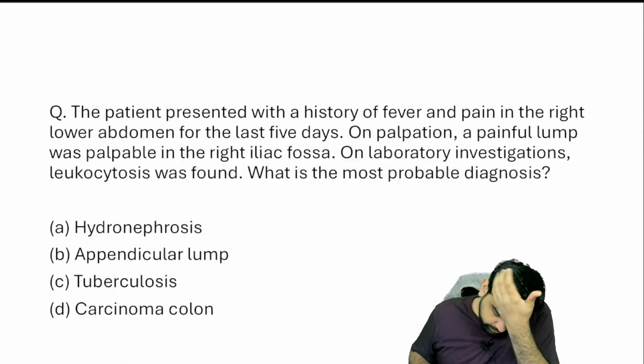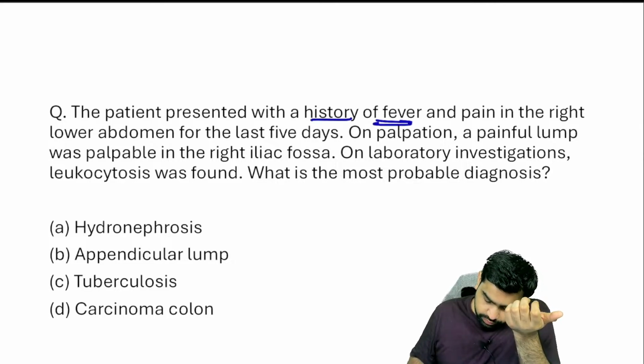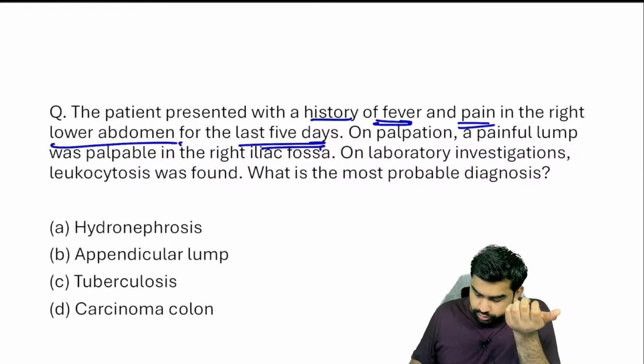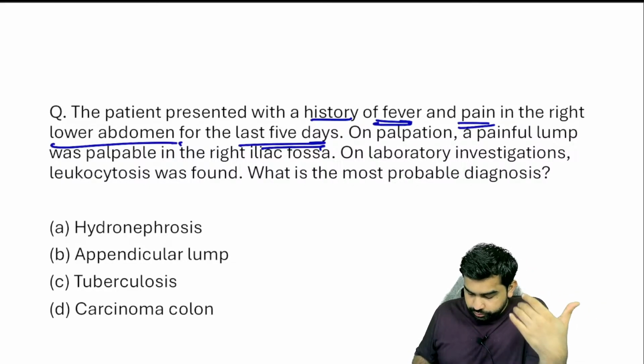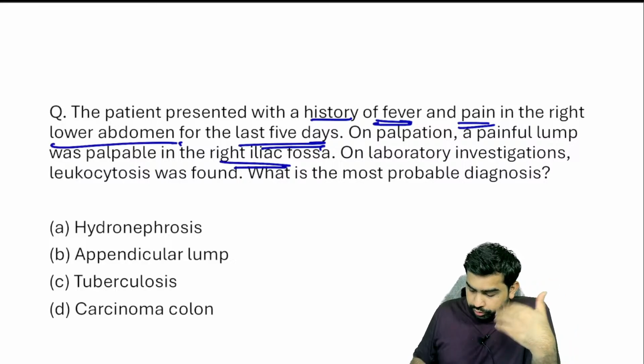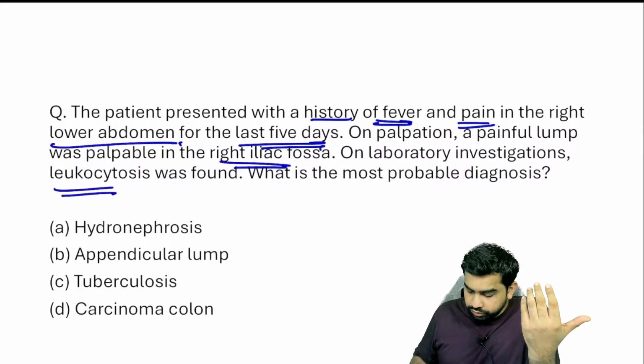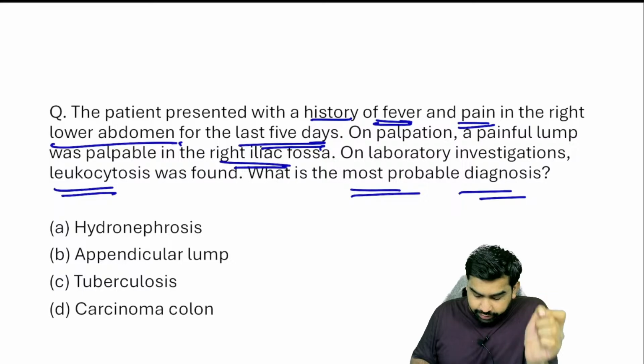Now, the patient presented with a history of fever and pain in the right lower abdomen for the last 5 days. On palpation, there is a painful lump palpable in the right iliac fossa. On investigation, leukocytosis is found. What is the most probable diagnosis? And this is again very important for you guys.